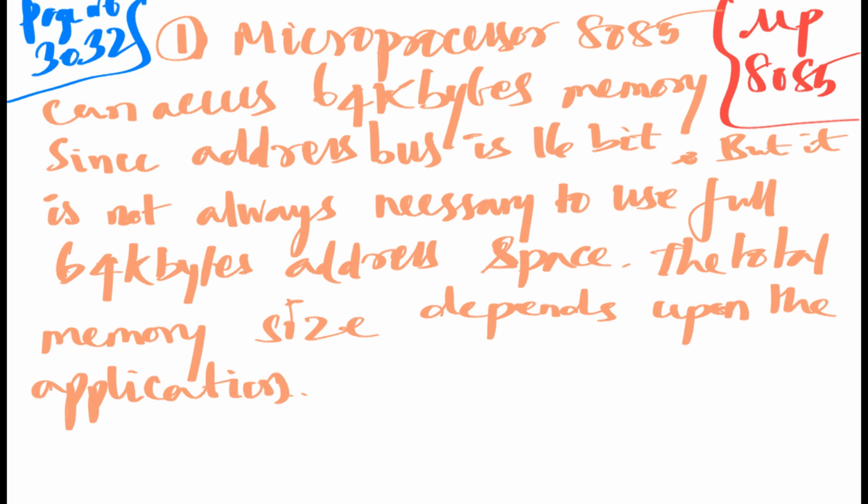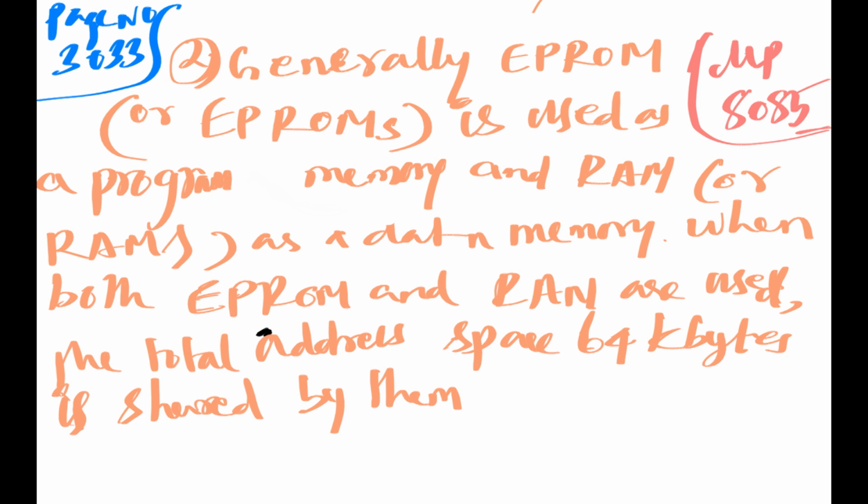Microprocessor 8085 can access 64K bytes of memory since the address bus is 16-bit. But it is not always necessary to use the full 64K bytes address space. The total memory size depends upon the application. Generally, EPROM is used as program memory and RAM as data memory. When both EPROM and RAM are used, the total address space of 64K bytes is shared by them.